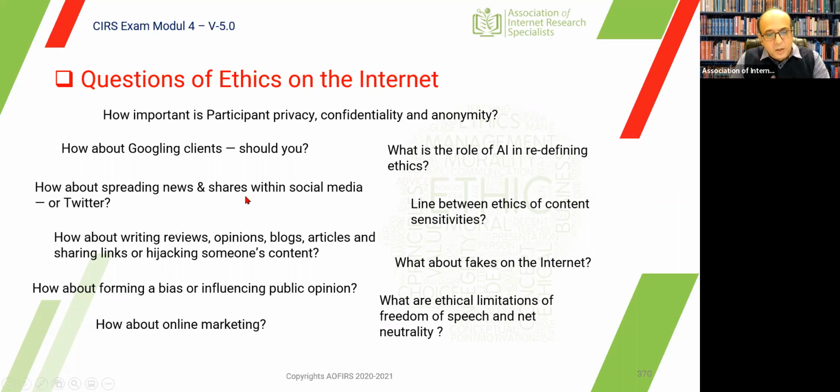How about spreading news and shares with social media or Twitter? Do you have the right to, without the consent of anybody, publish a video that you have received or made, without asking permission? Can it become private? Would it be just private within your group that you can use it, or can you circulate it outside of your private space in social media? So those are the questions.